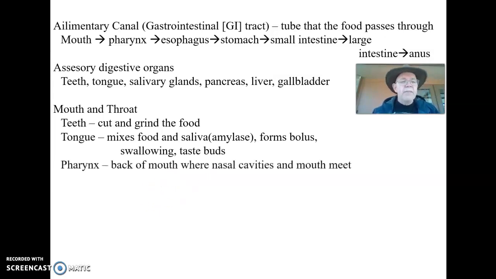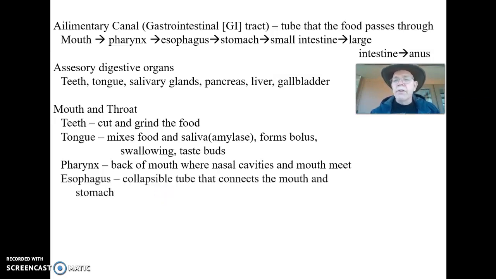All right, your pharynx is the back of your throat, where your mouth cavity and your nasal cavity from your nose meet and overlap. Since it meets there, you're going to have air that you're breathing. You're also going to have food going down, and after the pharynx, it's going to have to decide where to go. It's either going to go down the trachea, which is your breathing tube, to your lungs, or it's going to go down the esophagus, which connects your mouth to your stomach.